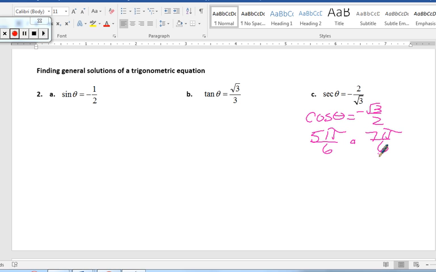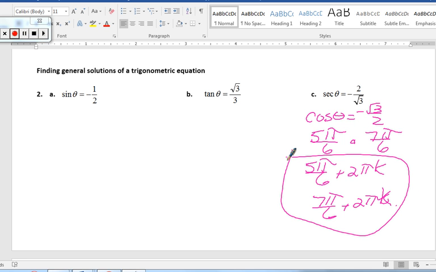Since these are not a half rotation like the tangent one, we will have to write them separately, adding on the 2 pi k. So 5 pi over 6 plus 2 pi k, and then 7 pi over 6 plus 2 pi k, and that would be the two solutions there.